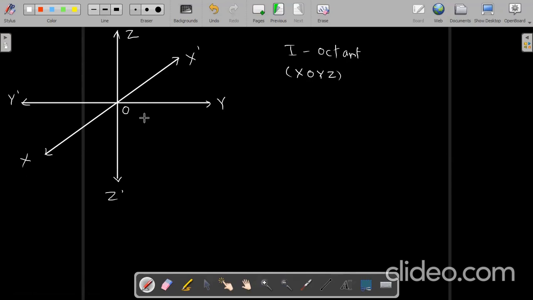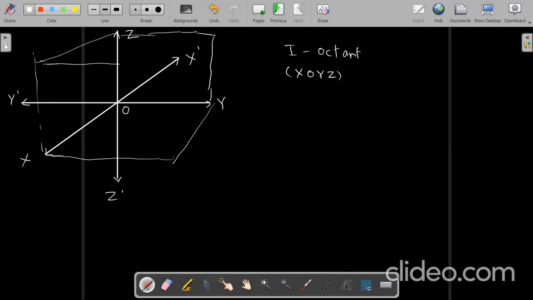Understood? X O Y Z means front. X O Y Z means this part. Here this is up to Z. We are taking X O Y Z like this. This whole part you can show by a 3D diagram. This whole part means the front part. Okay, understood?